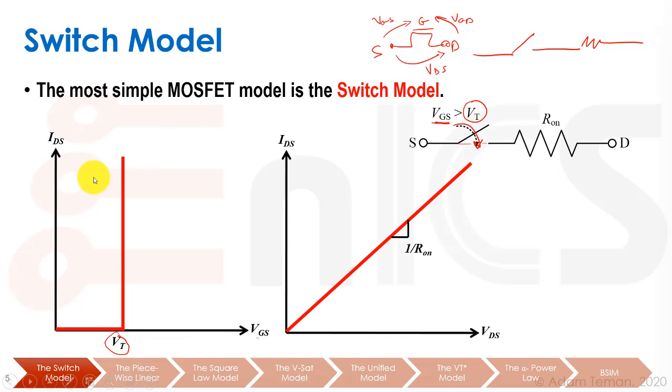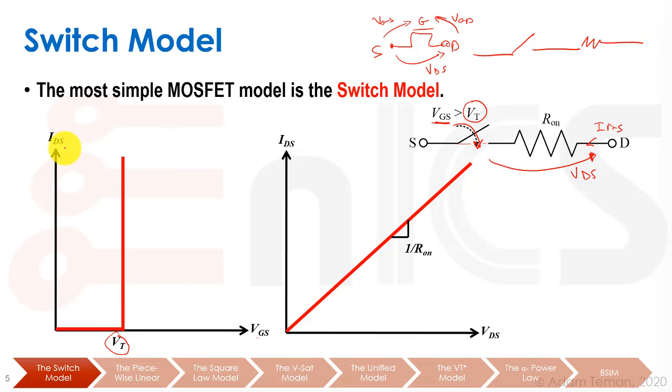Thereafter, we have to look at VDS. VDS is the voltage that's falling over the resistor, and since we have some sort of on resistance, the IDS, the current that's going through the resistor, versus VDS, has a constant slope, which is 1 divided by R on.